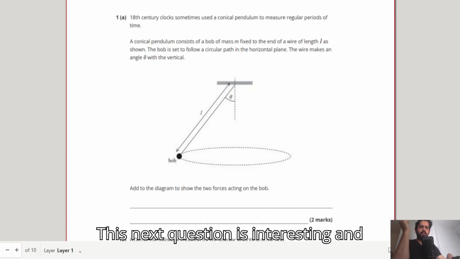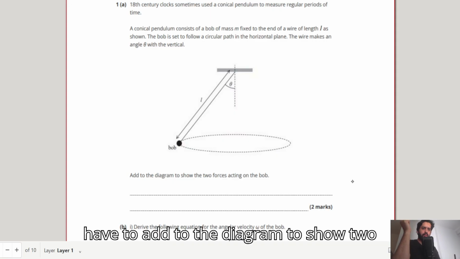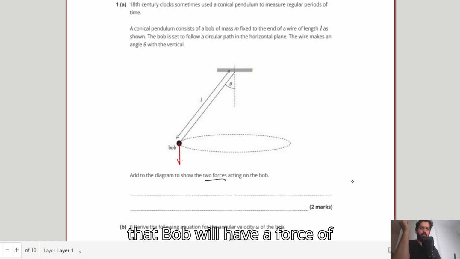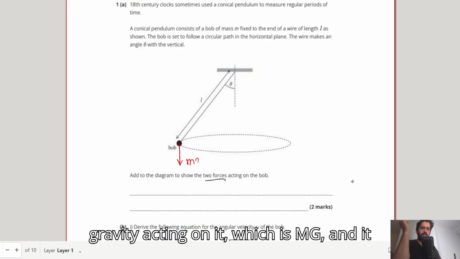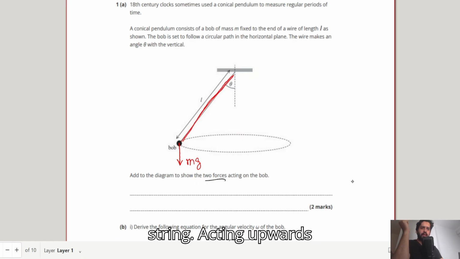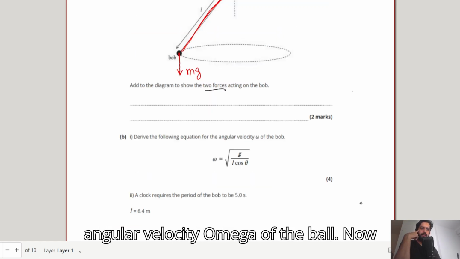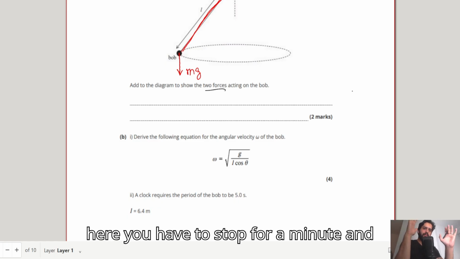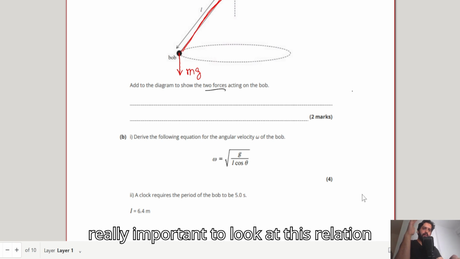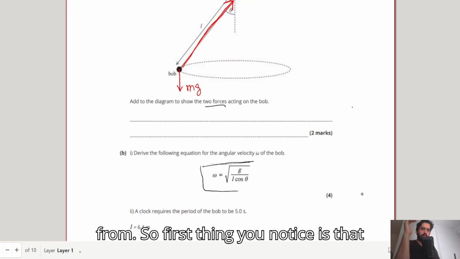This next question is interesting and also very important. First of all, you have to add to the diagram to show 2 forces acting on the bob. So we know that the bob will have a force of gravity acting on it, which is mg, and it will have a tension force along the string acting upwards. The second part of this question is to derive the following relation for the angular velocity omega of the bob. Now here you have to stop for a minute and think before you write anything, okay? It's really important to look at this relation and see where it must be coming from.